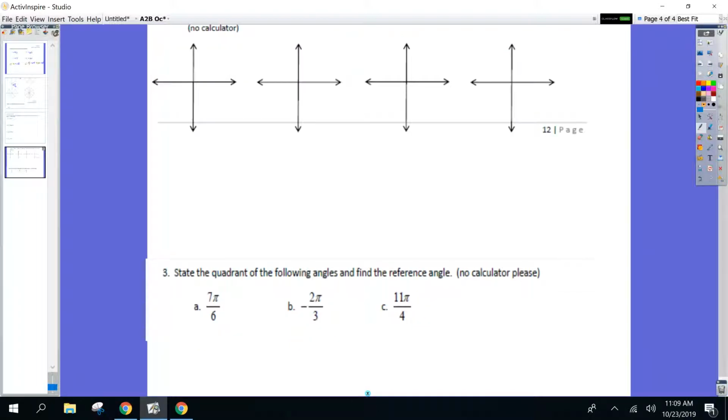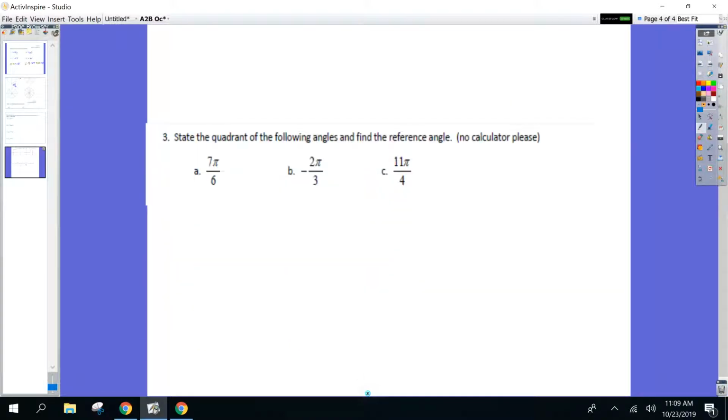So for number 3, state the quadrant of the following and find the reference angle. No calculator, please. That's a little bit of a lie, but what I mean is don't go to your formula sheet and multiply by 180 over pi anymore. We don't have time for that, and we don't need to do it anymore. Ready for this trick?